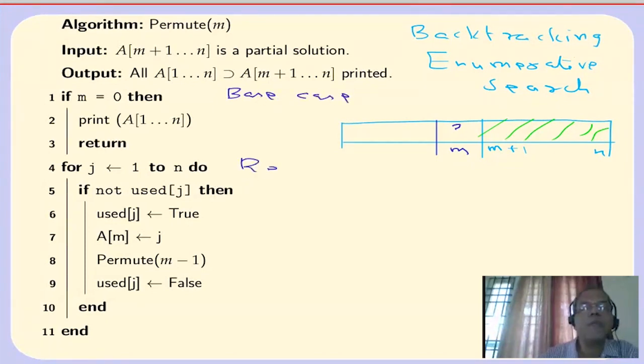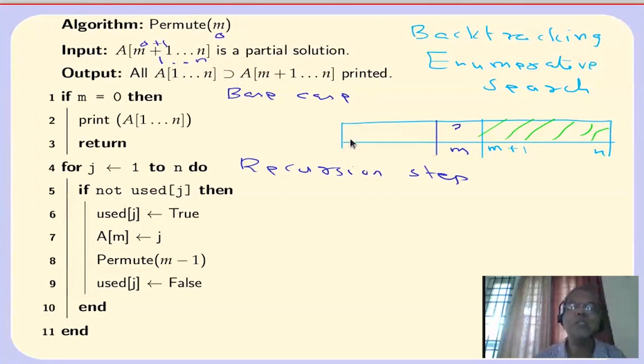This is the recursion step. What is the base case? If M is equal to 0, what does that mean? 0 plus 1 is equal to 1. So 1 to N is the input. That means this is 1. All the elements have been initialized. Therefore, this is the candidate solution. For generating permutations, we don't have a criterion. If all the items are given values, it is a permutation. Therefore, simply print A at 1 to N and return.